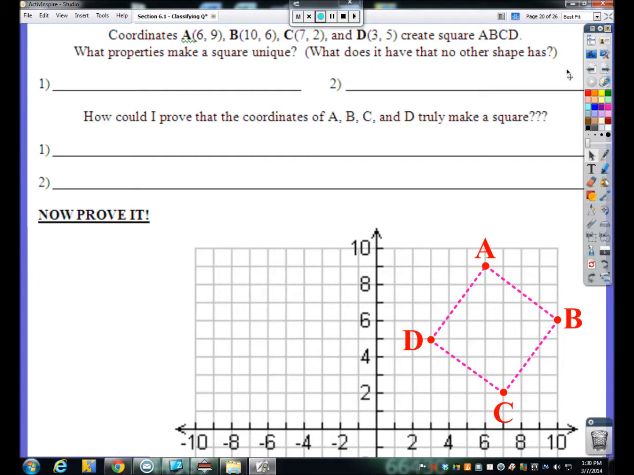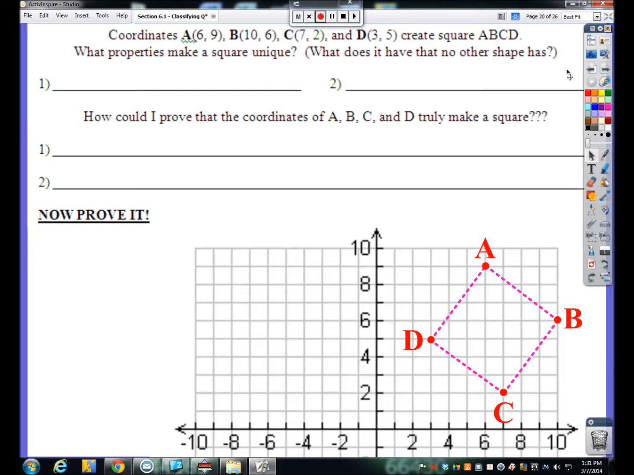Well, now we're going to take a step back and say, what if I only gave you the coordinates and I still want to know what type of shape this is? So we're going to look at one of two types of questions. Number one, I'm going to give you coordinates and tell you what shape it is, but you have to prove to me that it really is that shape. So you have to use the properties of that shape to verify that yes, those properties are there and thus it is the shape you say it is.